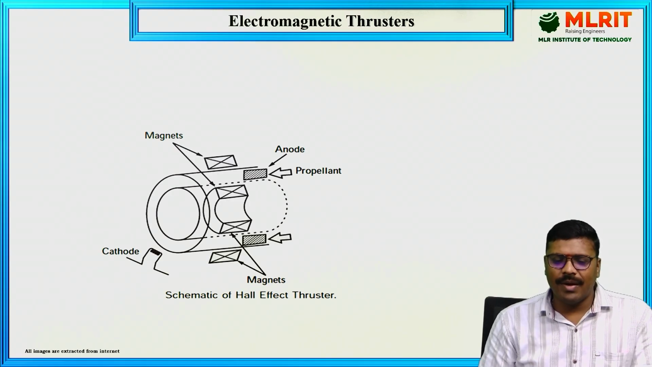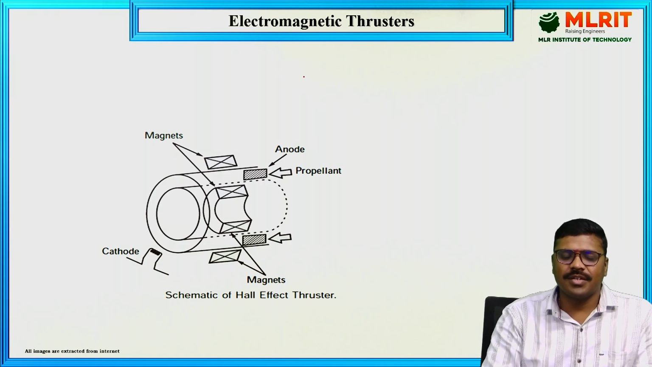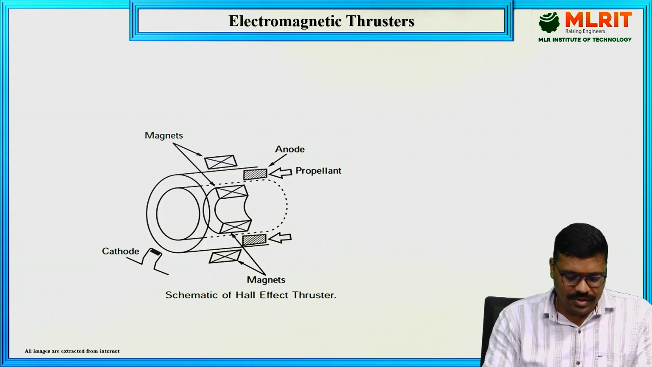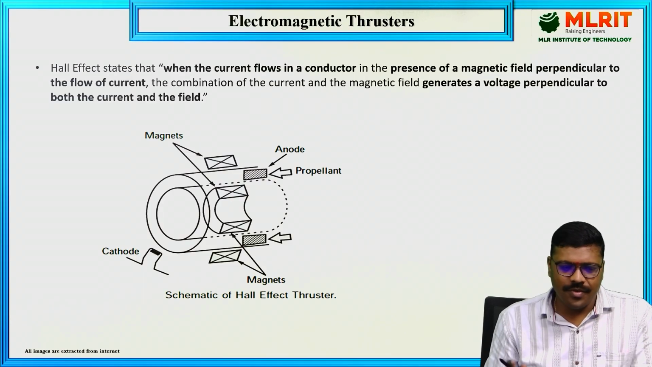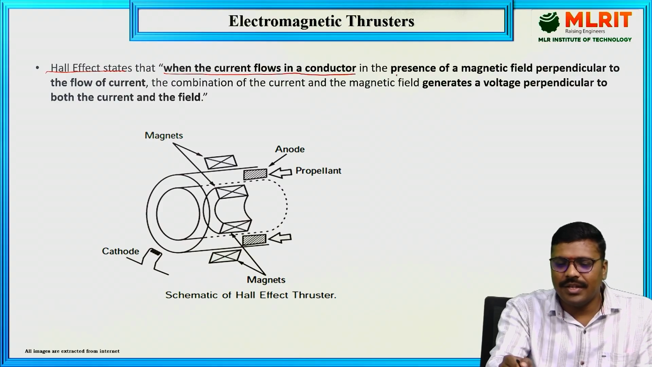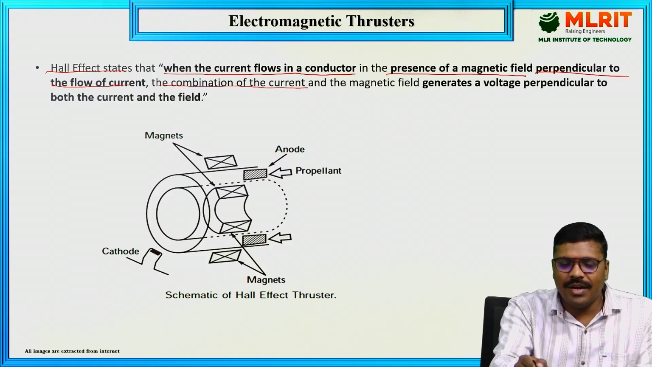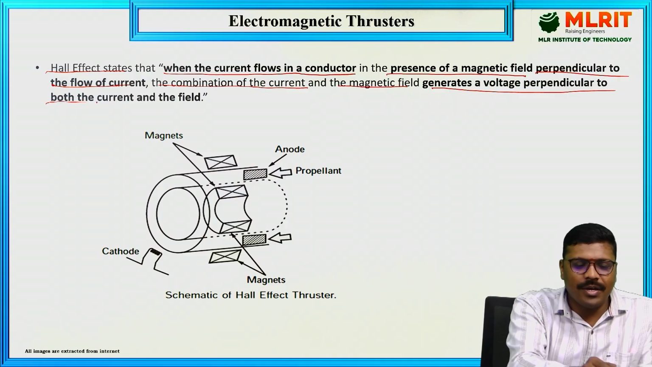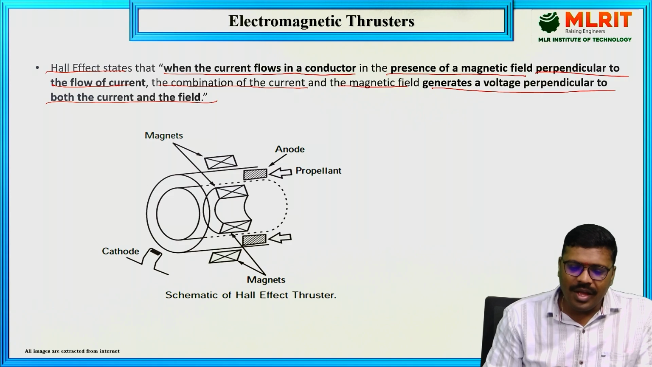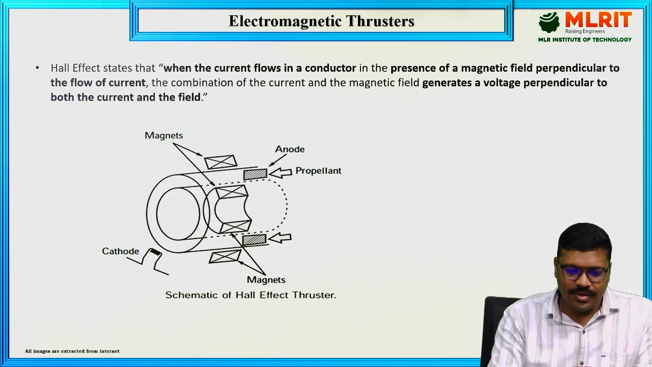Next, electromagnetic thruster. Here we use the concept of electromagnetic field to accelerate the ions to gain high velocities. That's why these thrusters are called electromagnetic thrusters. The Hall effect states that when current flows in a conductor in the presence of a magnetic field perpendicular to the flow of current, the combination of the current and magnetic field generates a voltage perpendicular to both the current and magnetic field. This Hall effect is used to generate high velocities. Here you can see the magnets.